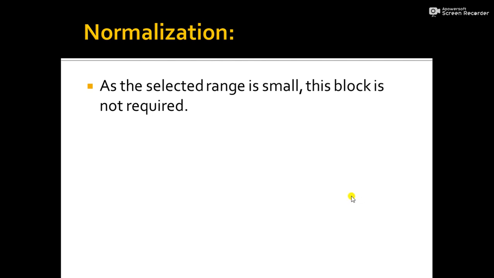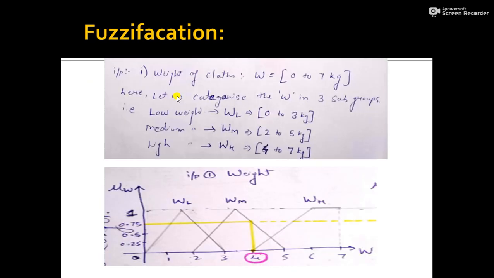If the values were in terms of something around kilo, mega, 10 raised to 4, 10 raised to 6, 10 raised to 9, or 10 raised to minus 6, nano, pico. So if the values are very big or very small, then in that case we can go for normalization block. But as in this case, normalization is not required. So the next block that comes into picture is fuzzification.